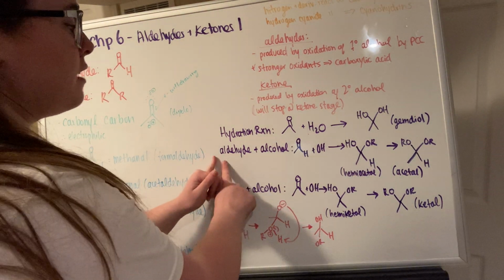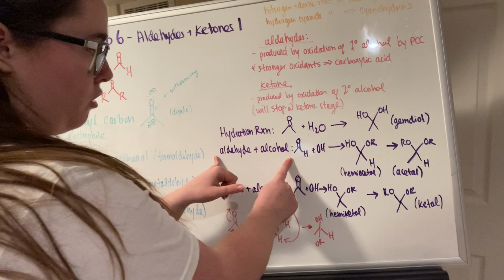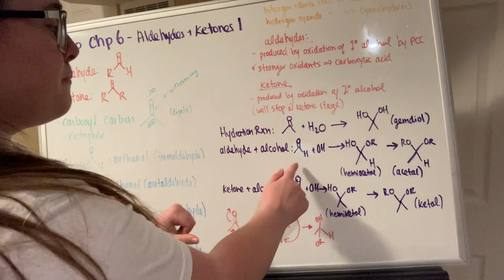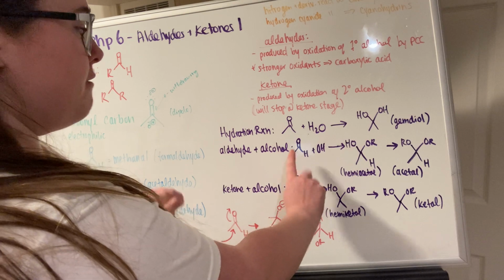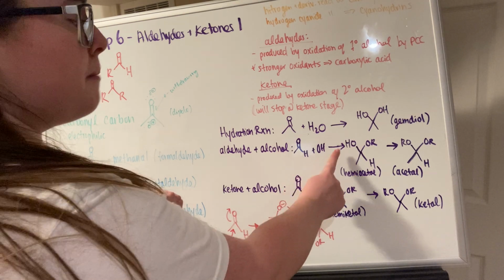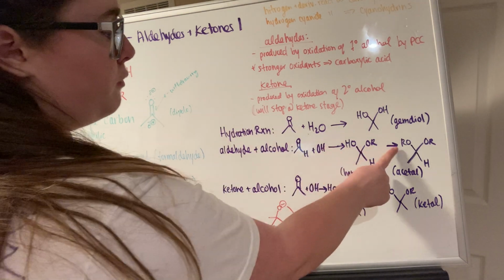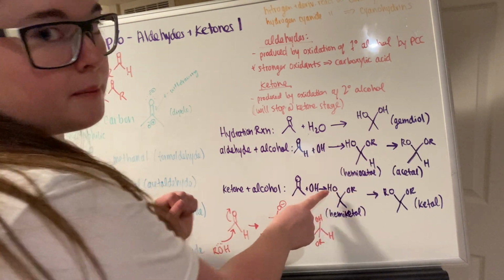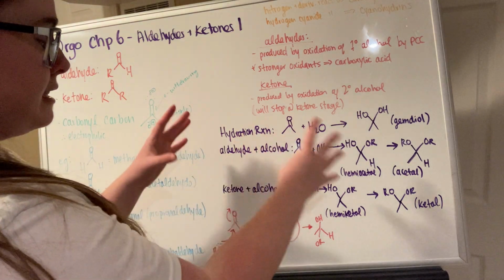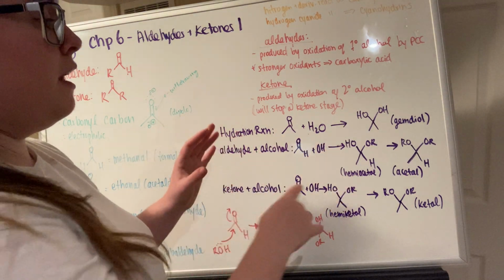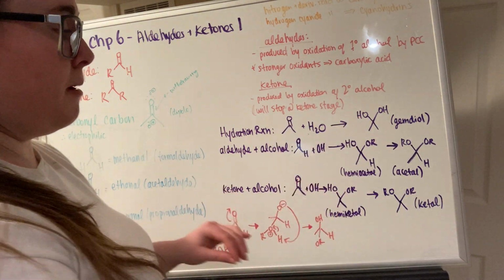Next, we have aldehydes plus an alcohol, which we have shown here. Just make note, above all four of these arrows that we're about to talk about, there is an ROH above the arrow. I didn't have space to necessarily draw it, but there is an ROH above it.